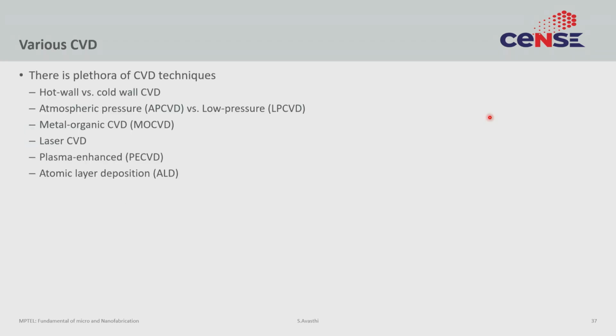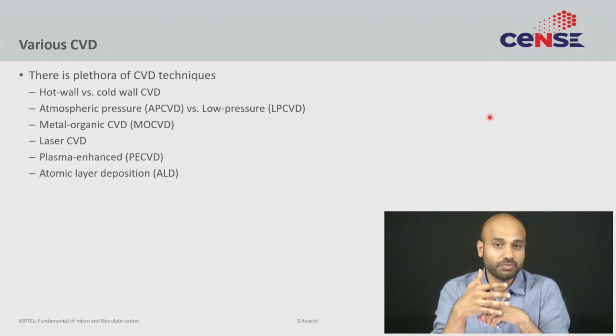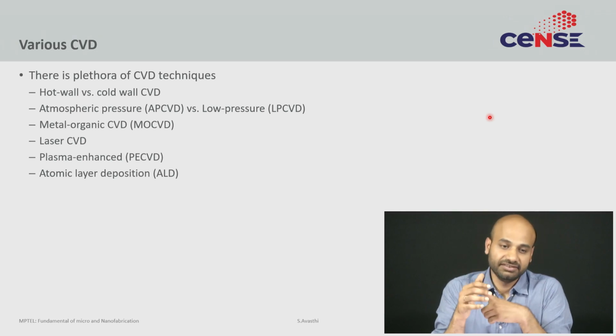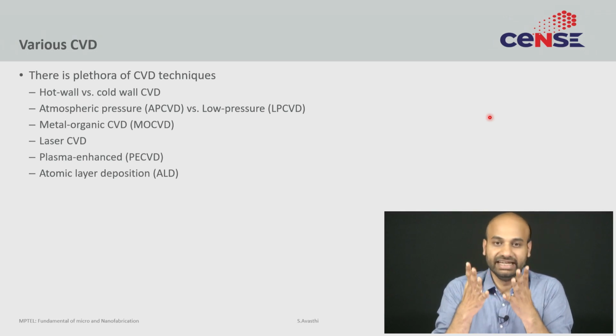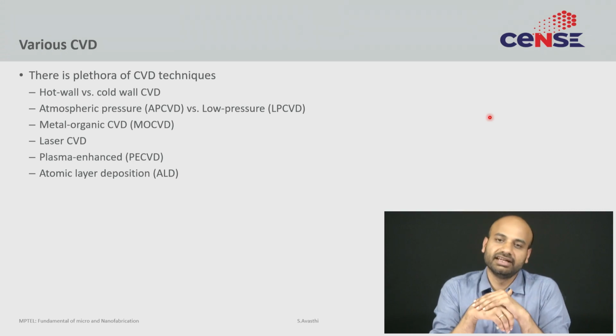All right. With that, I'll just list out the various types of CVD equipment you can actually design. There's a plethora of techniques. There's hot wall versus cold wall. There is atmospheric pressure CVD versus low pressure CVD, metal organic CVD, laser CVD, PE CVD, ALD, etc. We'll discuss each of these in a couple of slides' level detail next, based on the concepts that we have done in this lecture.